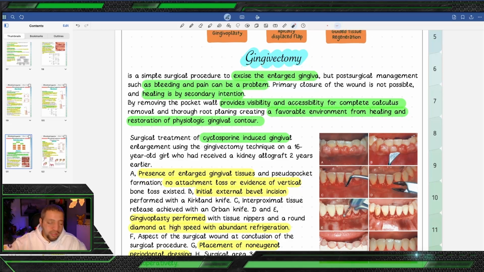So we are going to use a different technique to end up removing the gum and at the same time preserving the soft tissue for our patient. By removing the pocket wall, we provide visibility and accessibility for complete calculus removal and root planing, creating a favorable environment for healing and restoration of physiological gingival contour.